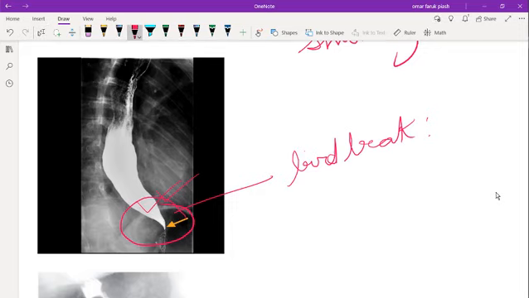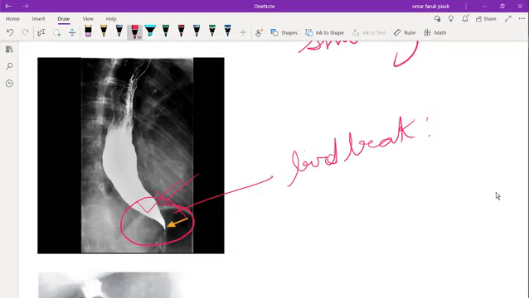What happens in achalasia cardia? In achalasia cardia, there is failure to relax the lower esophageal sphincter due to loss of what? Myenteric plexus or Auerbach plexus, due to loss of postganglionic inhibitory neurons. And we know that postganglionic inhibitory neurons contain nitric oxide and VIP.